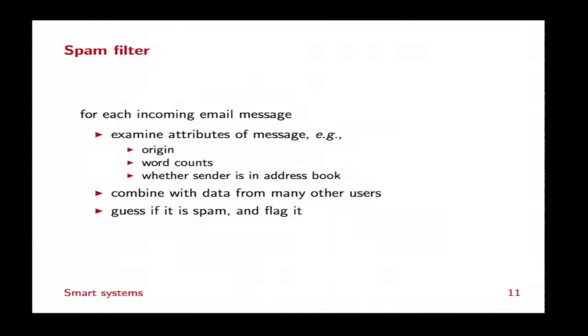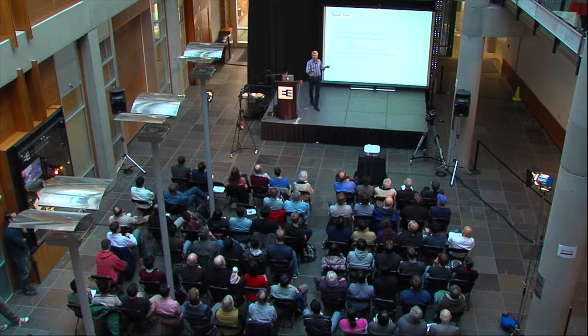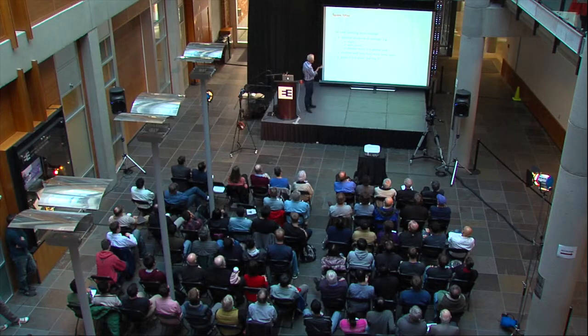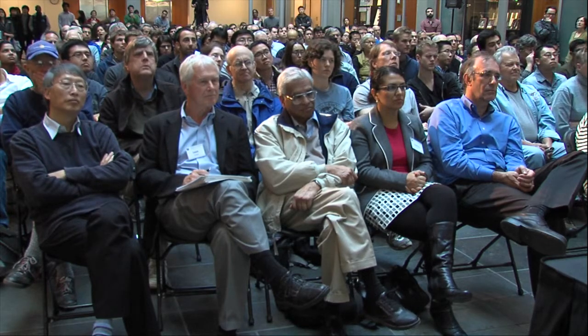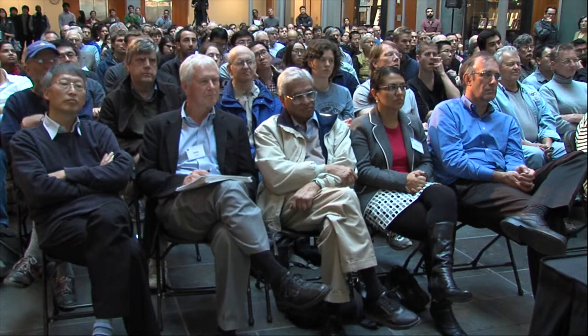You could guess some of those words, but I'm not going to say them here. And by the way, most of these word counts would be 0. So what would happen is you'd look at these attributes. You might have 10,000, 50,000, 100,000, something like that. Based on that, you'd combine that with data from lots of other people, and then you'd guess if it's spam and flag it. So that's the action that you take.